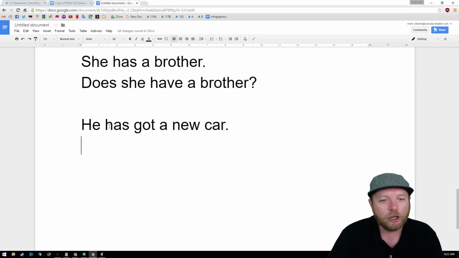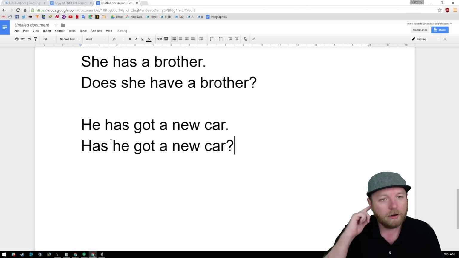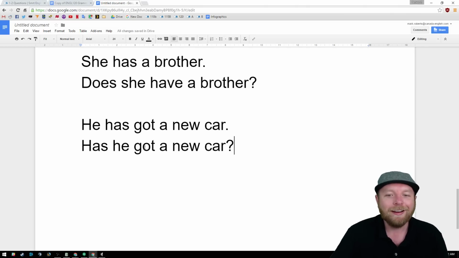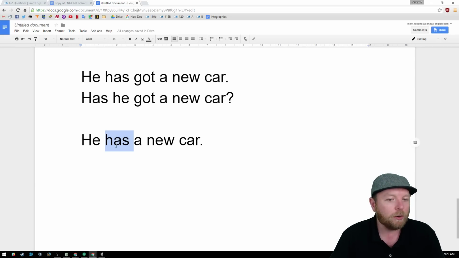So, how many verbs? 1, 2. This is the helping verb, right? So, put the helping verb before the subject. Has he got a new car? Good. All right. So, he has a new car. This sentence only has one verb. This is the main verb of the sentence. This is really confusing for students.